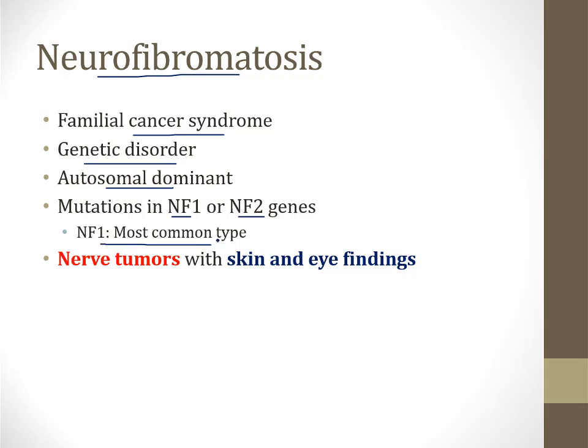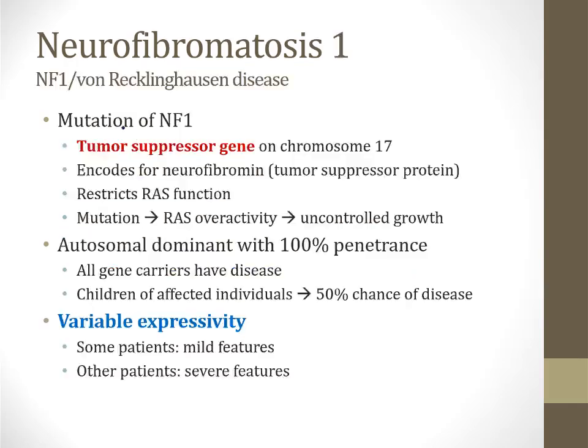NF1 is the most common type. That's what we'll spend most of our time talking about. And the hallmarks of this disorder are nerve tumors called neurofibromas and also skin and eye findings. The most common form of this disorder, neurofibromatosis 1, is also called von Recklinghausen disease. It's a mutation of the NF1 tumor suppressor gene found on chromosome 17. This gene encodes for a protein called neurofibromin, which is a tumor suppressor protein.